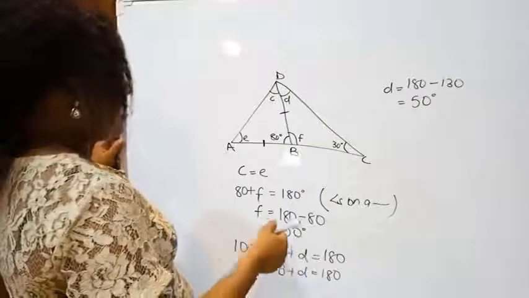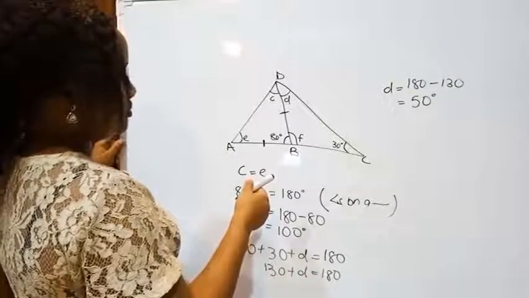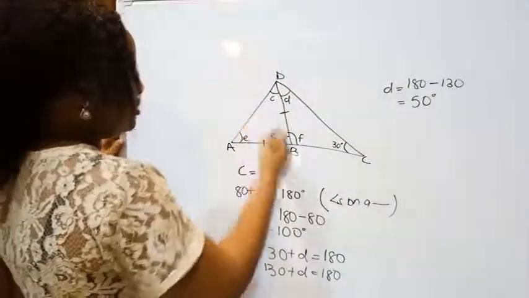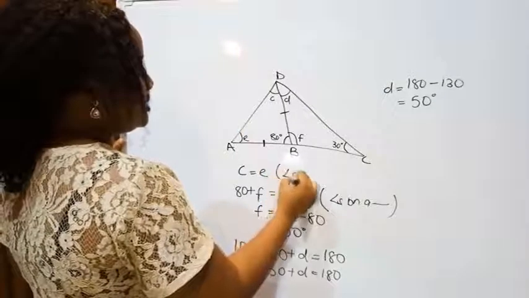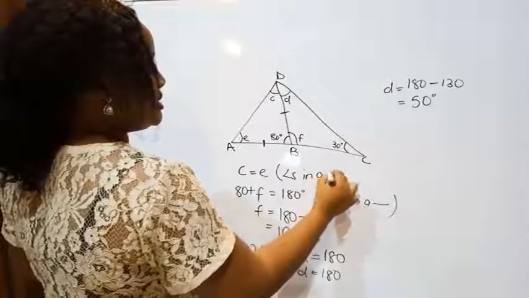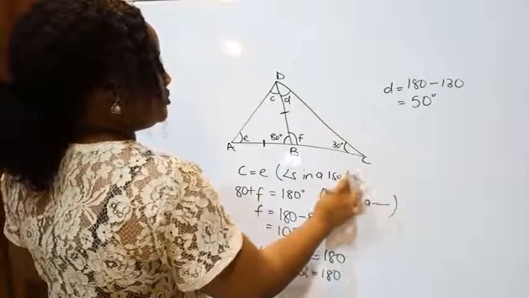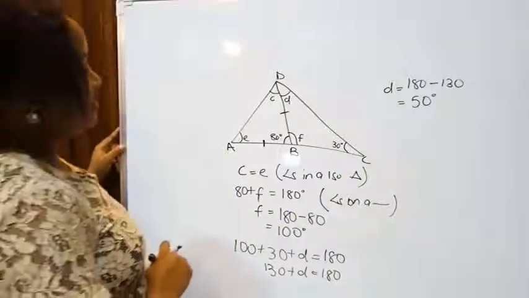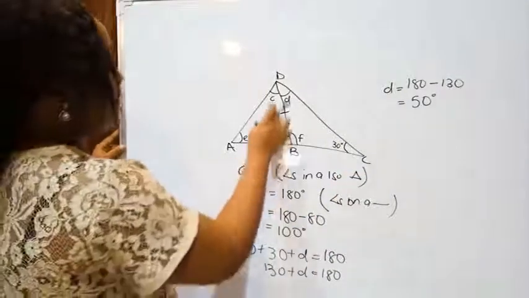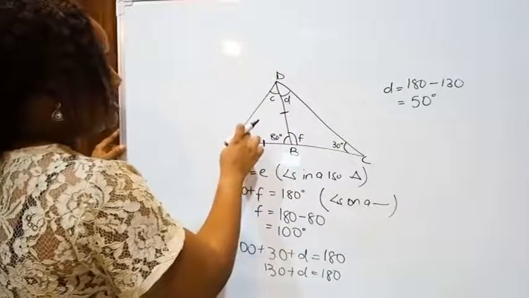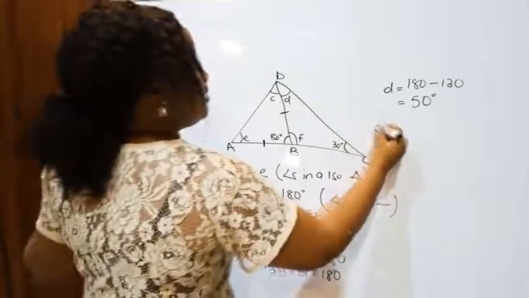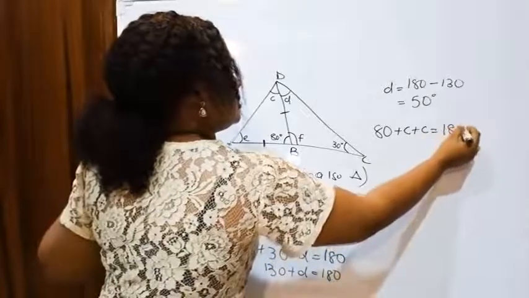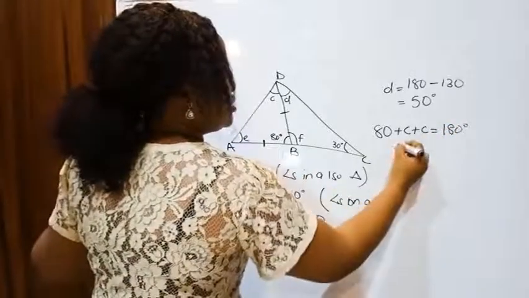Then let's look at getting our C. Okay, and we know that our C and our E are the same because they are the base angles of an isosceles triangle. Okay, so we have 80 plus C plus C. We'll call this C and C since they're the same thing. So you have 80 plus C plus C equals 180 degrees. So C plus C is 2C.